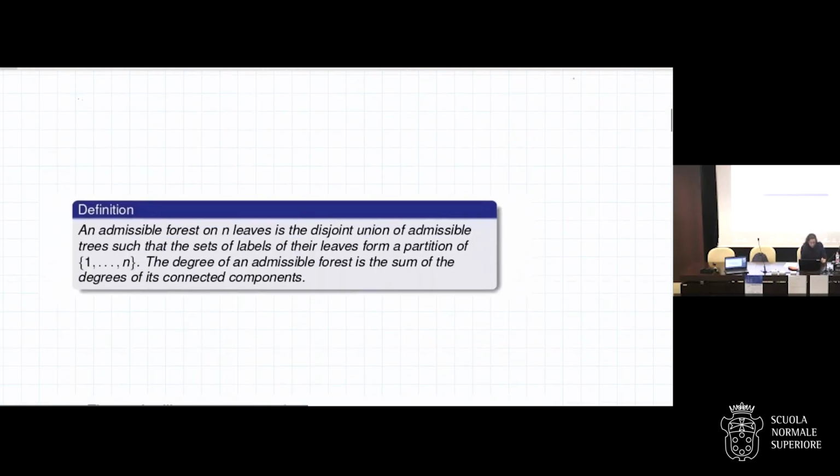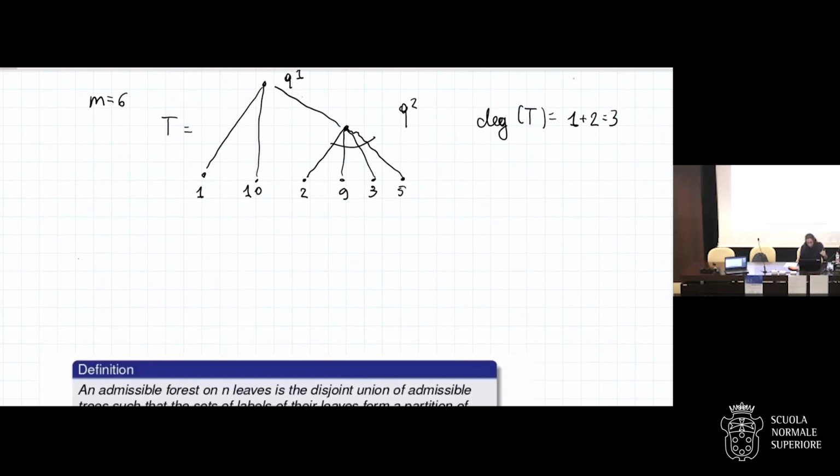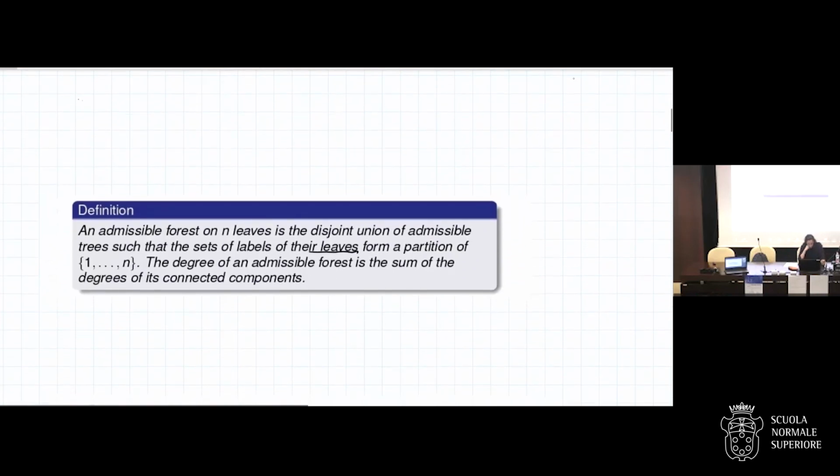And now, maybe not a big surprise, we can define admissible forests as graphs whose connected components are admissible trees. This makes sense. What we really want here is that the set of the leaves of this admissible forest is an interval of natural numbers starting from 1. So here we have just 1, 10, 2, 9, 3, 5. Now we want the leaves to be labeled with all the numbers between 1 and n. And this is also not a big surprise. The degree will be just the sum of the degrees of each connected component.